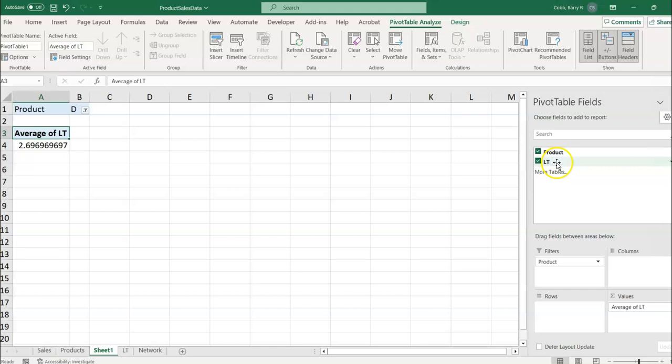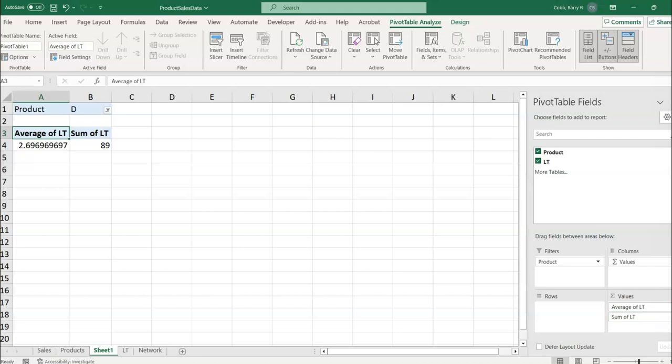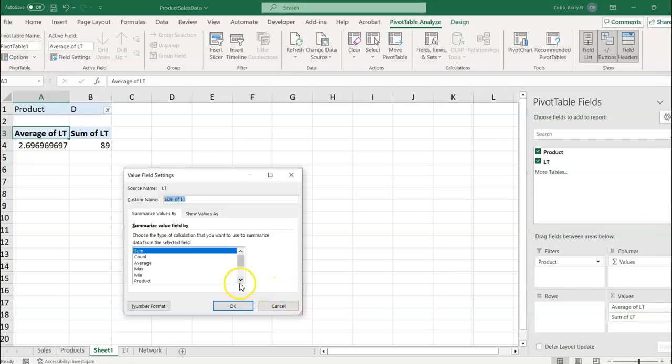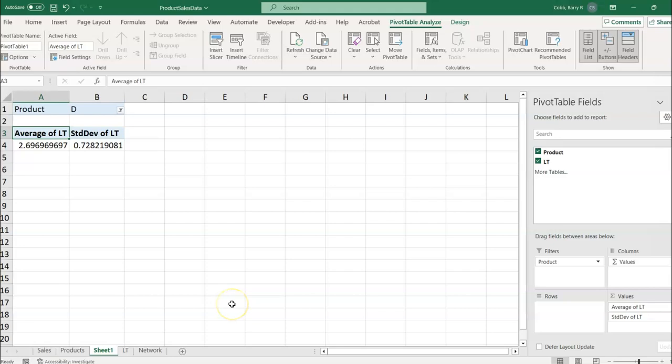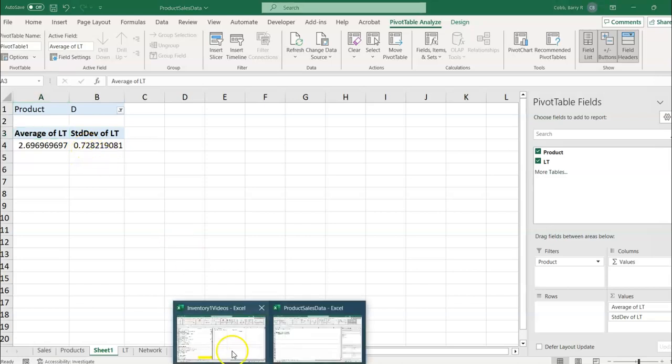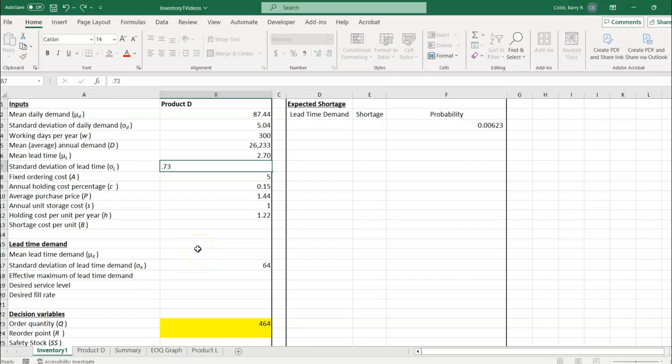Now what we could also do is drag lead time down into the values field again, and then instead of sum we'll use this drop down value field settings, and let's now calculate standard deviation. So for product D, we're still filtered on D. That looks like about 0.73. We'll just round that to 0.73. All right, and so now we've got all the assumptions filled in here.